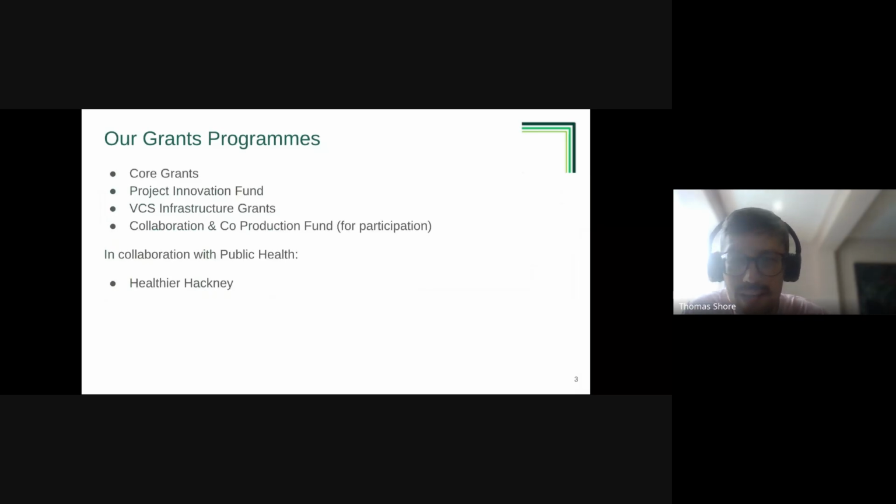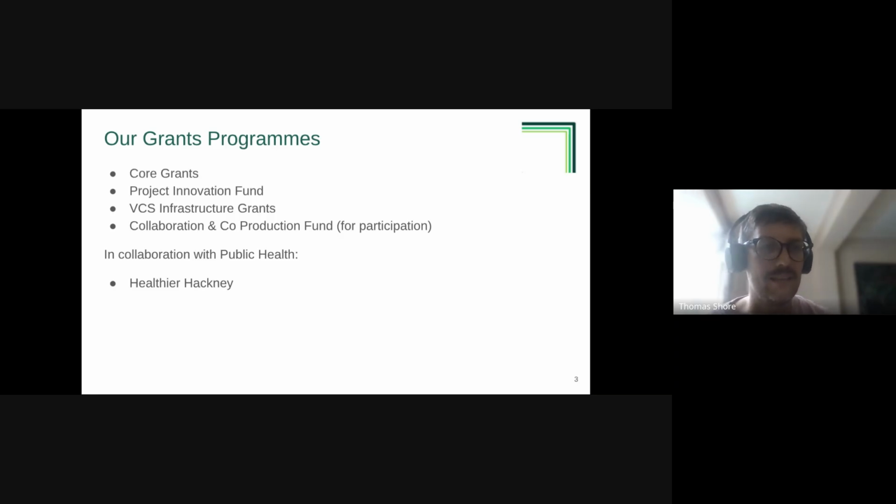In order to invest in a guided way by our principles and based on learning from our own work as well as the wider sector, we put the following grants programmes in place, which we'll talk about in more detail later on. The grants programmes are a core grants programme, a project innovation fund, VCS infrastructure grants, and we've also got a collaboration and co-production fund, which we're using to make sure that smaller organisations are able to take part in our processes, whether it be as assessors or any other way of contributing.